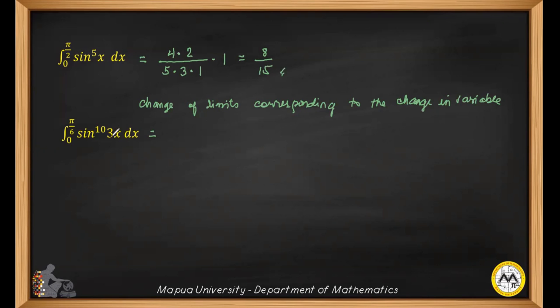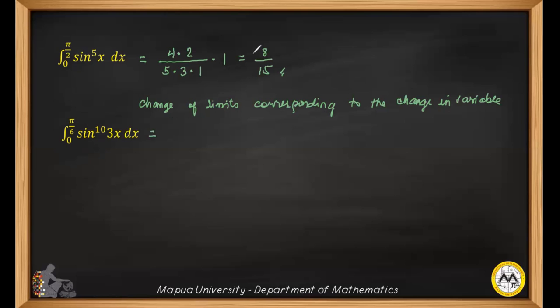Now this time, if we consider evaluating sine to the 10th of 3x dx from 0 to pi over 6, it seems that we cannot apply Wallis formula, since the upper limit is pi over 6. In Wallis formula, the lower limit must be 0 and the upper limit is pi over 2. But we can actually change the limits corresponding to the change in variable.